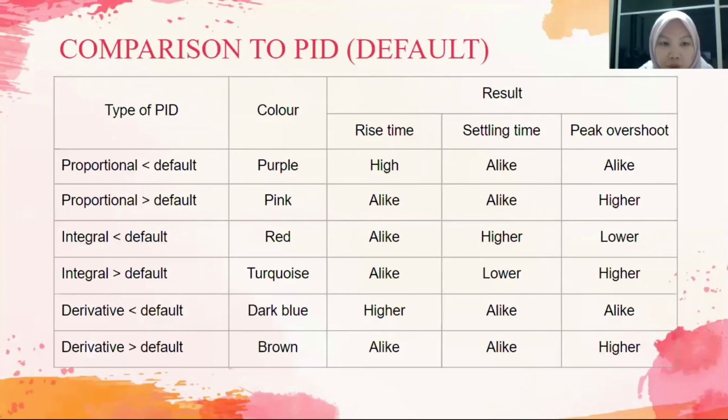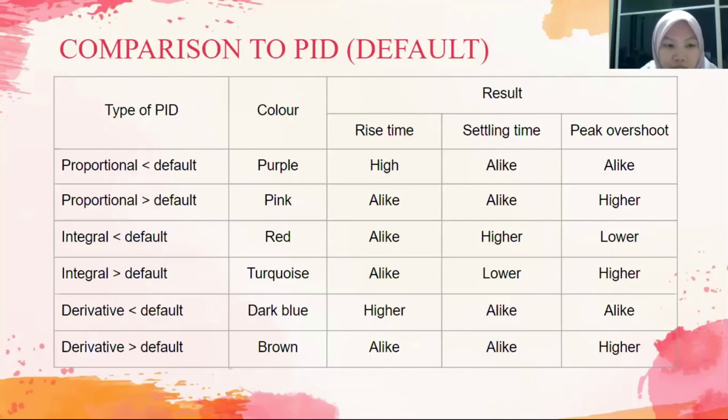Other than that, we also change each of the parameters. The first one is proportional lower than default. It is portrayed in the purple line, and the rise time is higher than the default one, but the settling time and peak overshoot are almost the same as the PID default. When the proportional is bigger than the default, the rise time and settling time are almost the same as the PID default, but it has higher peak overshoot.